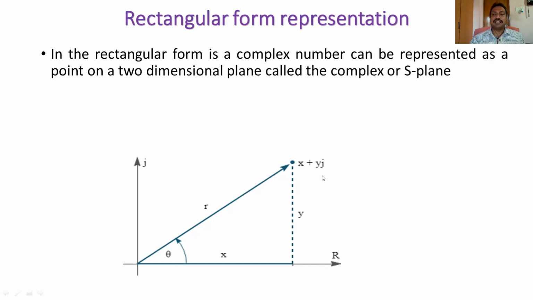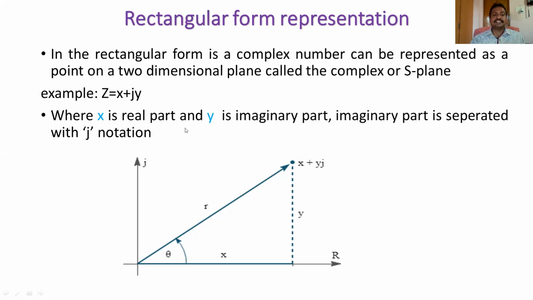So here j is an operator which is used to separate the real part and the imaginary part, which is always placed near the imaginary part. This representation of a complex number is called rectangular form representation. We remember any rectangular form should contain a real part and an imaginary part separated by the j notation or j operator. That is called an example: Z is equal to x plus jy, where x is the real part and y is the imaginary part. The imaginary part is separated with the j notation.